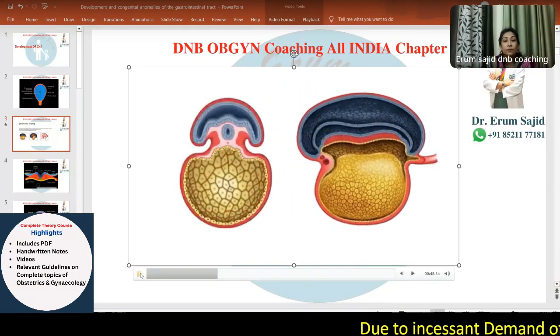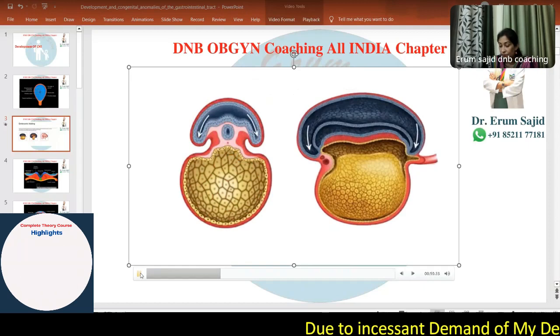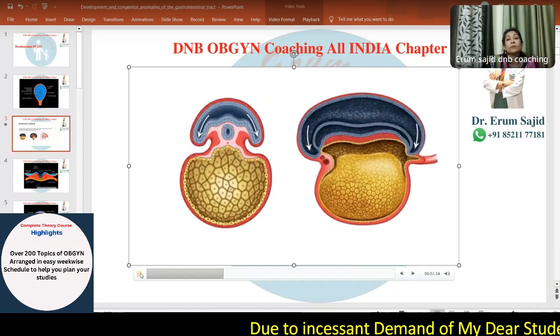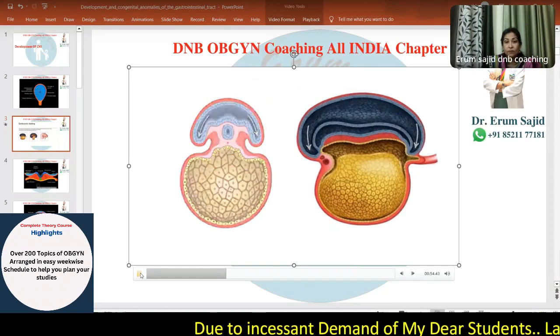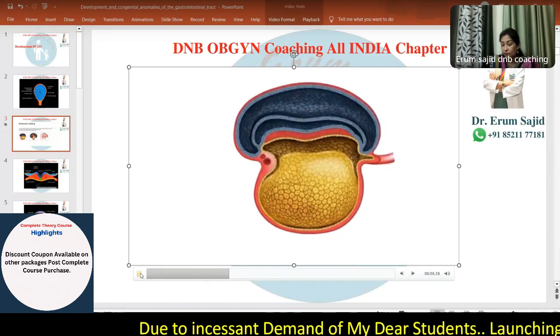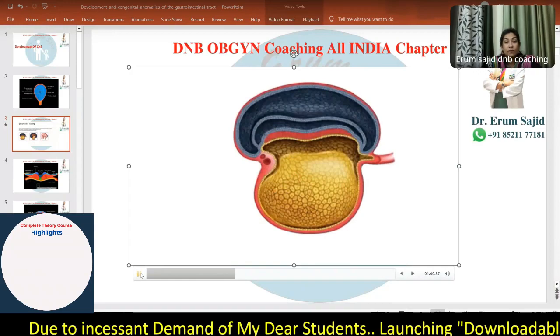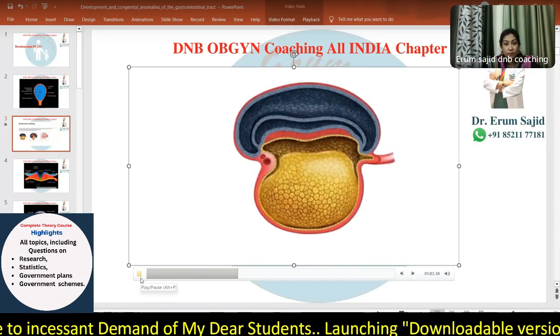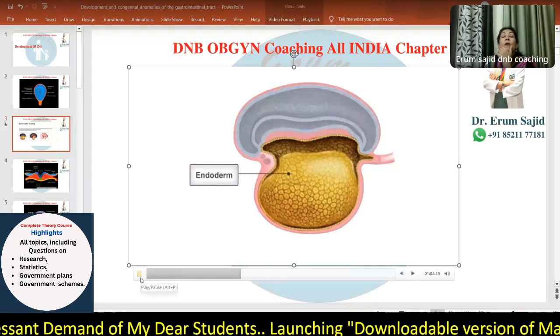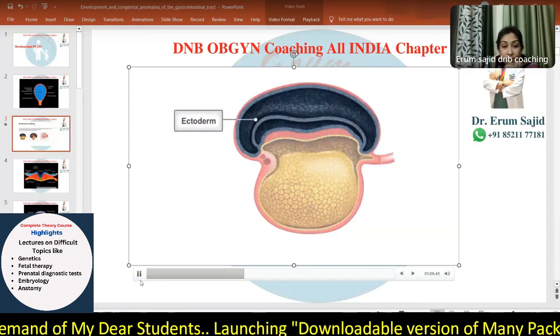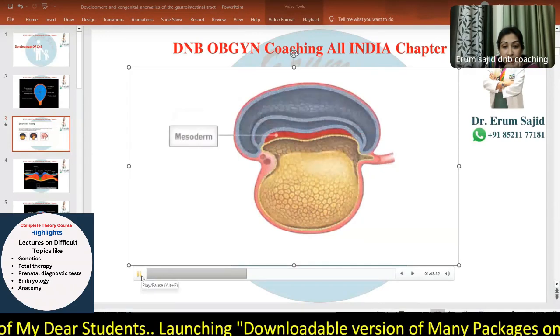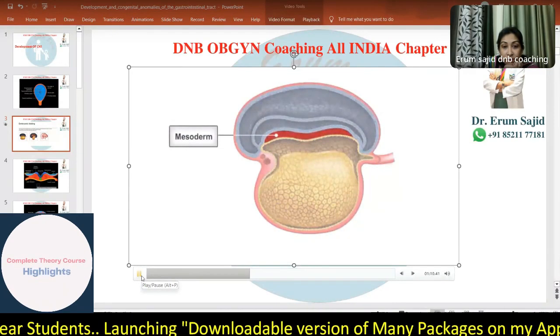Folding in both of these planes takes place simultaneously, resulting in the rapid development of the embryo. The cylinder consists of 3 layers derived from the trilaminar embryonic disc. These are the endoderm, the innermost layer, the ectoderm, the outermost layer, and the mesoderm, located in between.